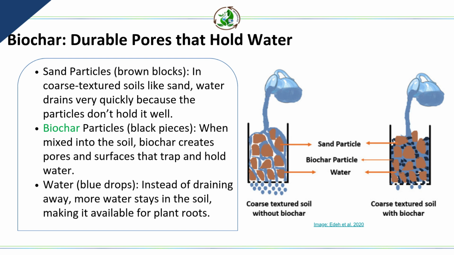You can think of sand as having big gaps where water just slips through. When we mix in biochar particles, which you can see here as the black pieces, they create pores and surfaces that trap and hold water. As a result, instead of water draining away, more water stays in the soil, where plant roots can access it. This means plants have better access to water during dry periods, helping them grow stronger and healthier.